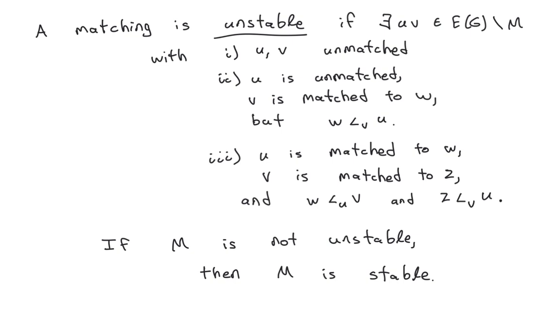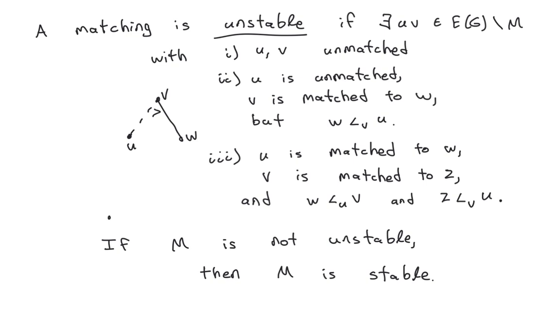In other words, given a matching and these orders of preferences, we're going to say the matching is unstable if there exists an edge with the property that both endpoints are unmatched, because then there's a larger matching we could make. Or U is unmatched and the other vertex V is matched to some W, and V prefers U to W. Then V should switch. V is matched to W and there's U, but V would actually prefer U. And the same happens in the third case.